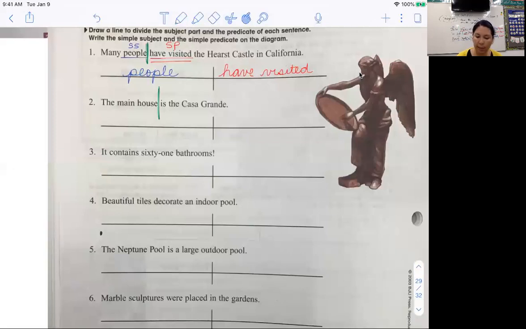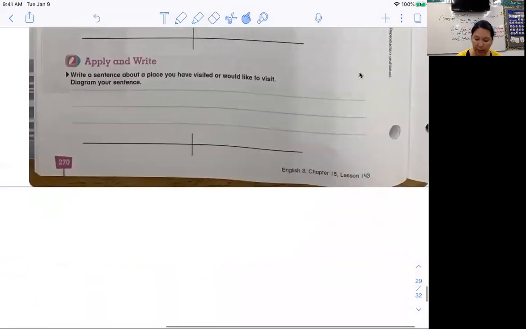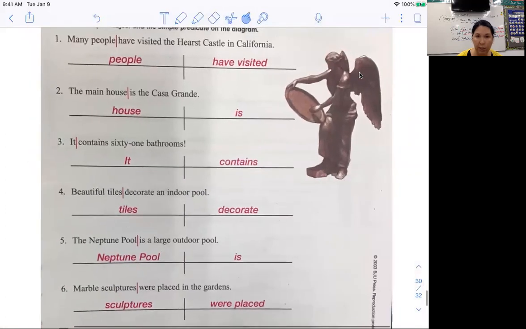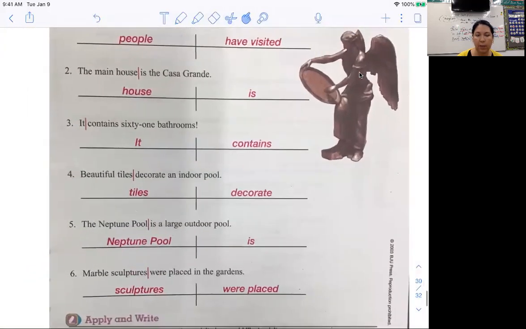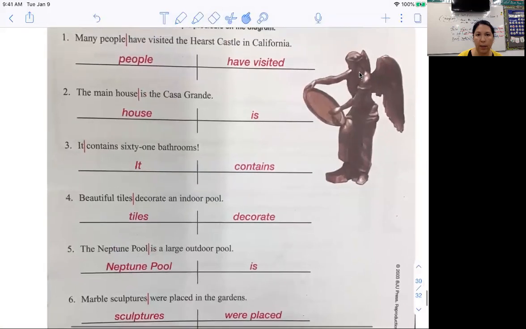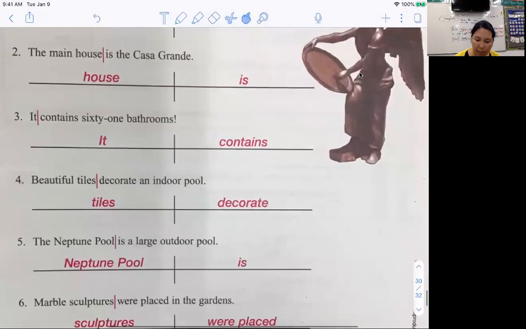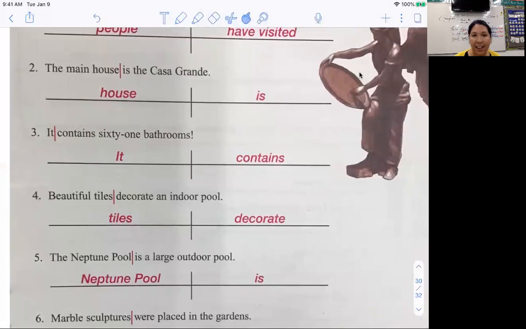Okay, friends, let's see if you got it right. These were a little tricky. And then we'll look at that bottom part. Now this is from the book, so you can see they just have it printed, so that's okay if it's not cursive here when you're looking at it. Okay, so people have visited. We got that. The second one, the main house is the Casa Grande. So house is my simple subject and simple predicate. It contains 61 bathrooms. It, haya, contains.